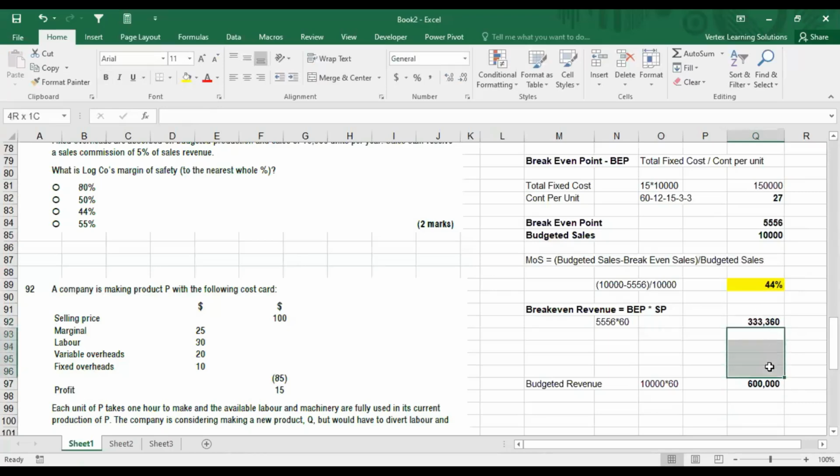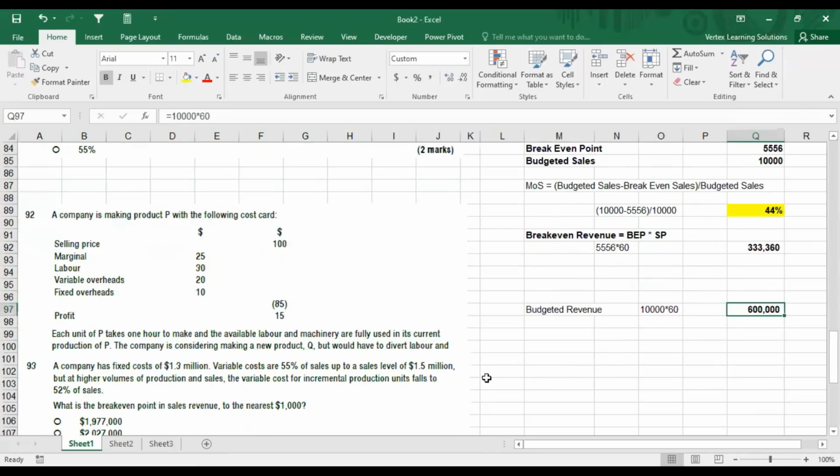The difference between these two. Until here, all cost will be covered. Variable cost will be covered within 333, fixed cost will be covered within 333, and the difference between these two goes into my pocket. Of course, I have to pay taxes. Okay, so that's the understanding. Anyways, this was number 91.